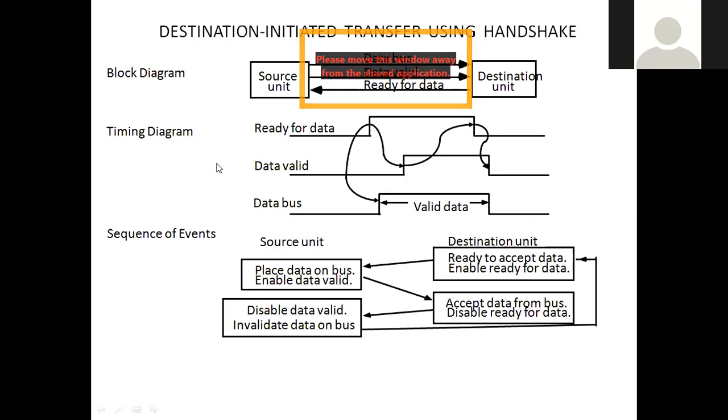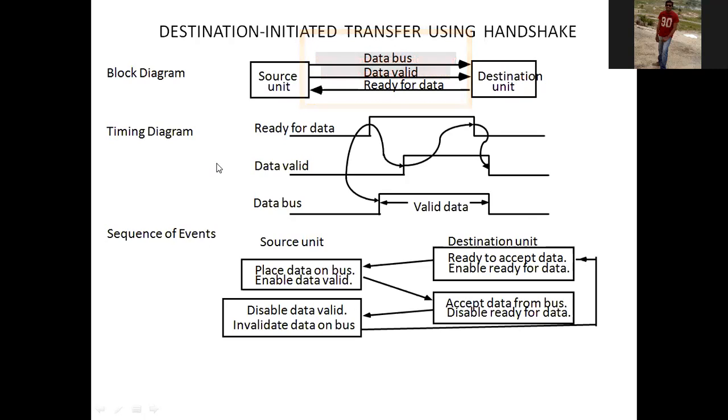Here the source unit only will initiate the data transmission: data bus and data valid. In the previous case, the signal lines are the same, there is no change, but the wording which we are using will be different: data accepted and ready for the next data. So, the timing diagrams you can see.